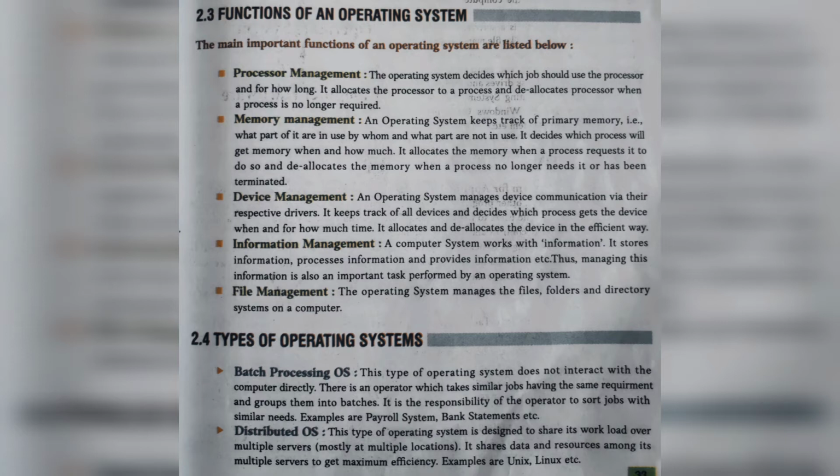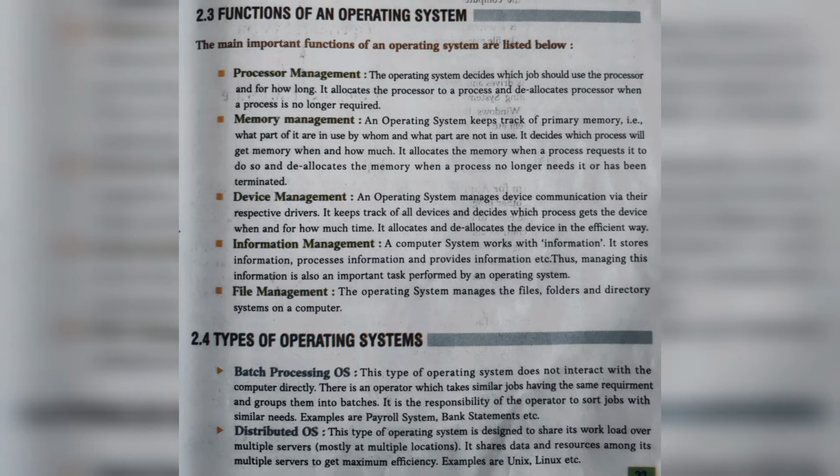For the processor, for example, if you are rendering a video, then the processor will be used in video editing. But if you are not editing video and, for example, you are editing a photo, then the operating system will use the processor in editing the photo. So that is how processor management works.